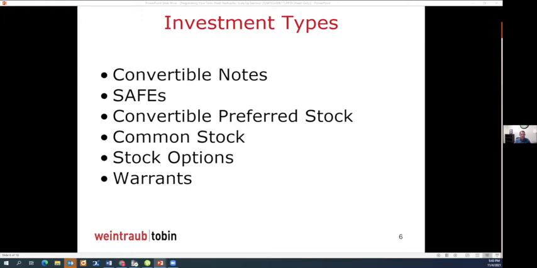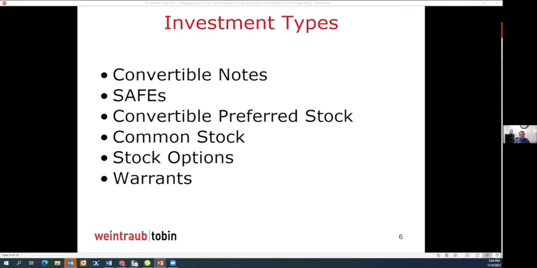Okay, so next we've got investment types. So convertible notes, safes, convertible preferred stock, common stock, stock options, and warrants. Most of these are equity instruments. The convertible note is the one that's sort of a hybrid in that it's a traditional promissory note. It's got principal and interest, but then it's got the option of converting into preferred stock at a later date.